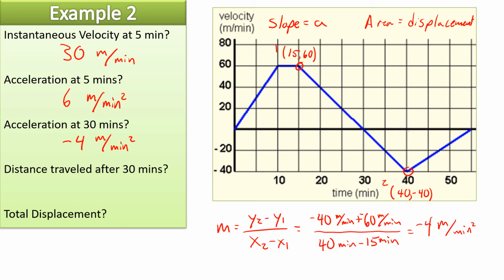All right, the next one's a little different. It says, what is the distance traveled after 30 minutes? And we know that on a velocity-time graph, the area is equal to the distance or the displacement. Oh no, now we have to look. There is a difference between distance and displacement.